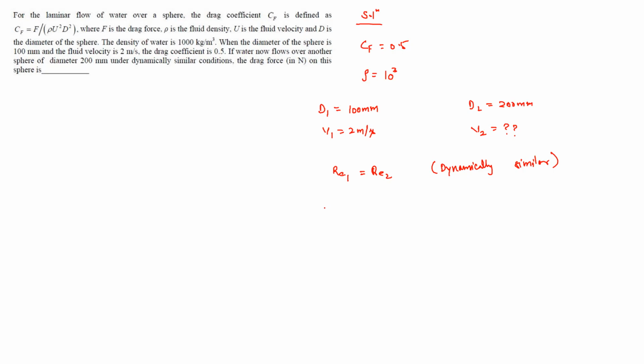So once you have V2, you just need to do this. F will be C_F times rho V2 squared D2 squared. 20, sir. Yeah, I think this is correct. So it should be around 20 newtons.